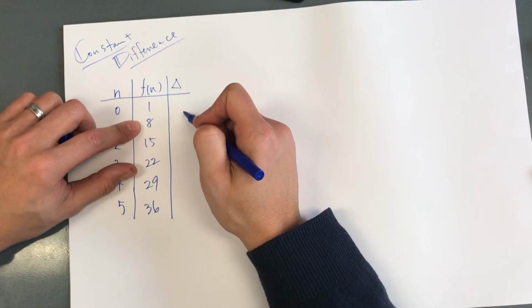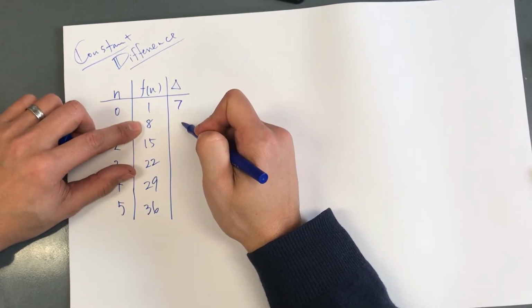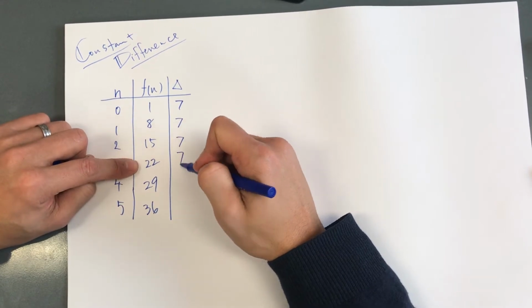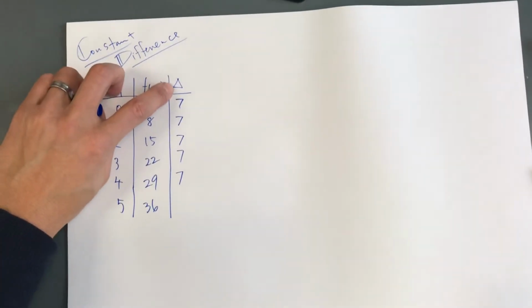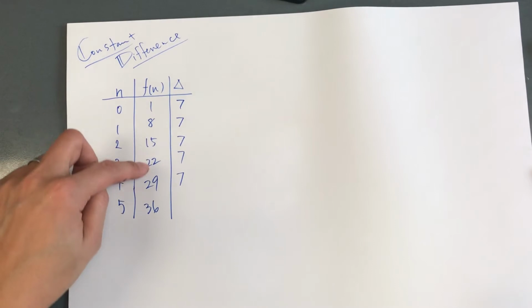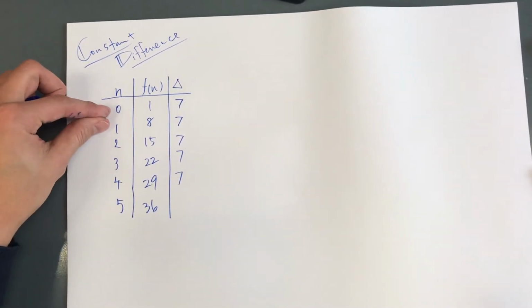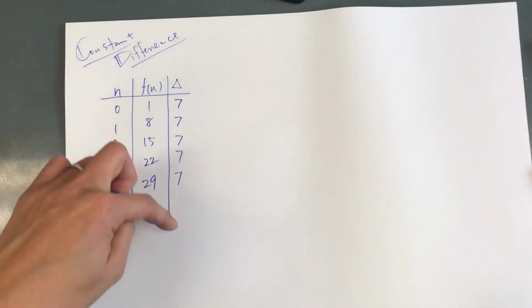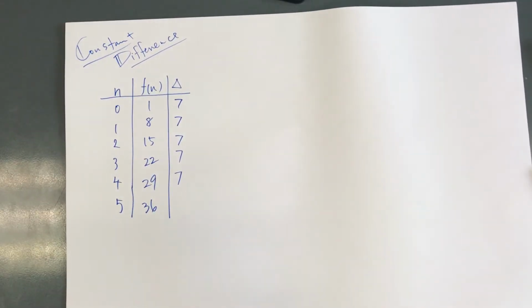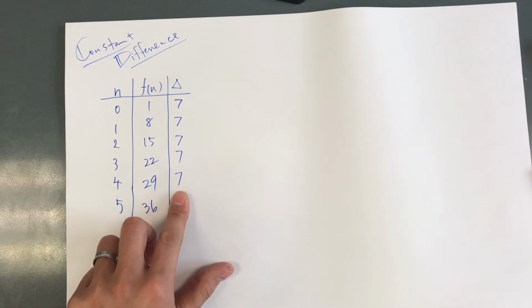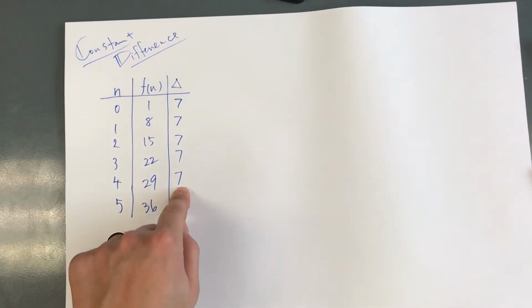So 1 plus what is 8? Well, 7. 8 plus what is 15? Oh, that's 7. 15 plus 7 is 22. So the difference between consecutive outputs, that means that these numbers have to be the same, right? That should have the same intervals, right? So it's the same difference.